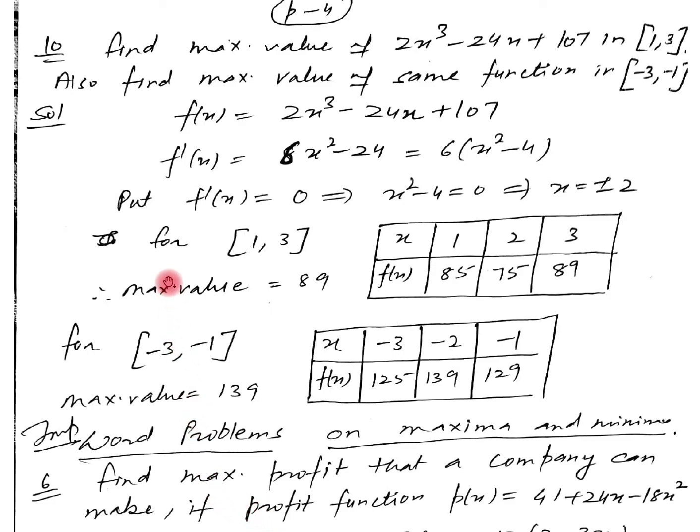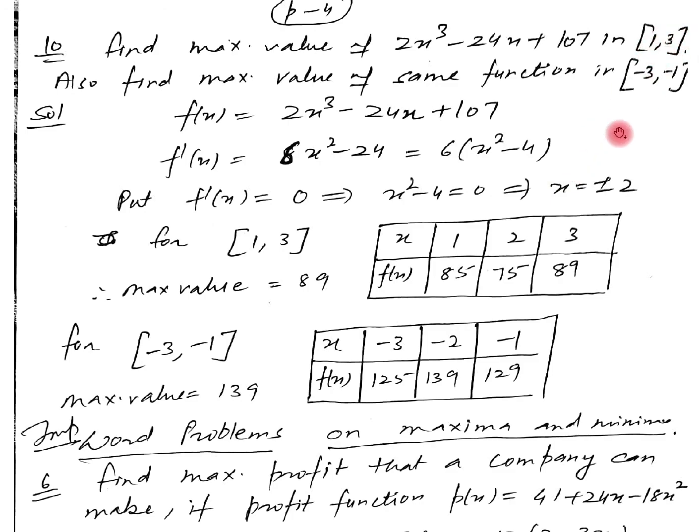Now here again is the question. Find the maximum value of this function in this interval and also find the maximum value of the same function in this interval. Now f(x) is given as this, again we have to find f'(x), which is 6x square minus 24. Then putting f'(x) equal to 0, we get x equal to plus or minus 2. First we take this interval. Only x equal to 2 belongs to this interval.